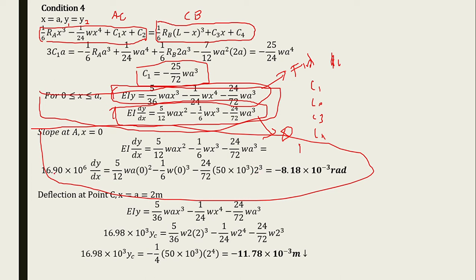When 16.98 times 10 to the power of 6, dy over dx is EI, with inertia, times the E, equal to 0 here. This is 0, and we only have this. Then the slope that we got is 8.18 times 10 to the power of minus 3 rad.